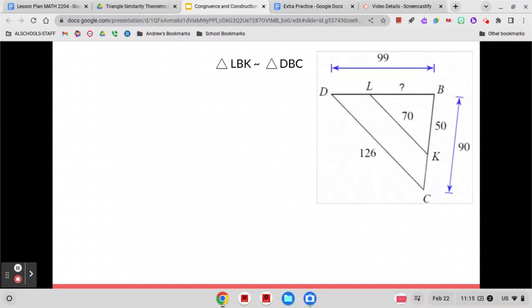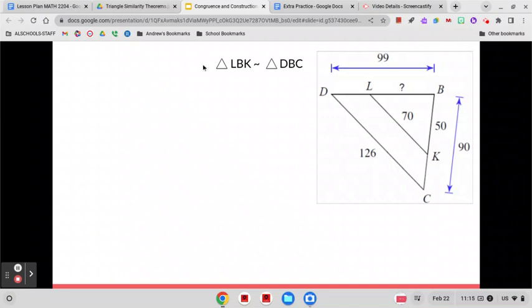I'm assuming you paused it. I'm assuming you tried it on your own. Please do. Don't just wait for me to do it. That isn't helpful. Try it on your own, see what you get, and then come back to it. I'm also wasting time because I'm drawing the picture on my screen.